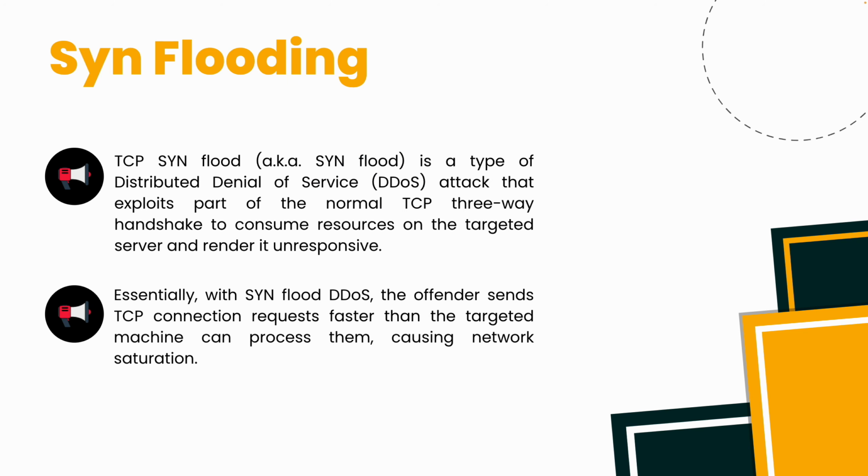Hi everyone, I am going to explain what SYN flooding is and how I implemented the same. The TCP SYN flood is a type of distributed denial of service attack that exploits part of the normal TCP three-way handshake to consume resources on the target server and render it unresponsive. So basically the receiver reserves a slot for the new connection and sends back a SYN-ACK, or acknowledgement, packet. Then the attacker never completes the connection. The attacker sends lots of SYN packets, thereby consuming a lot of connection slots at the receiver. And I'll be showing the same with the demo.